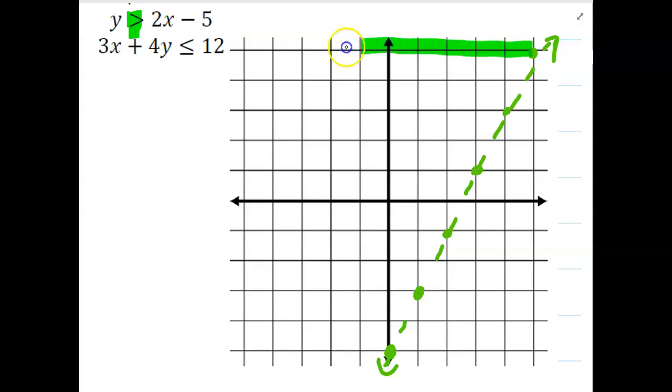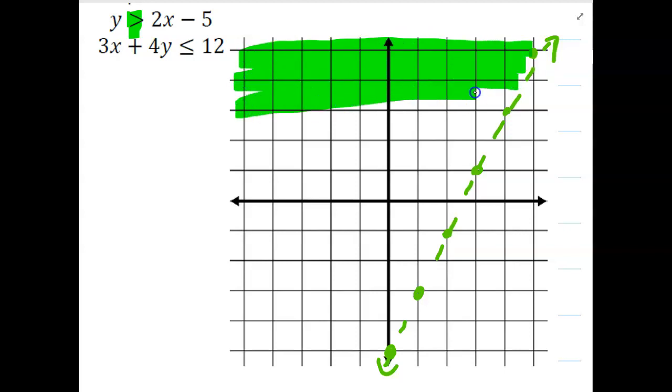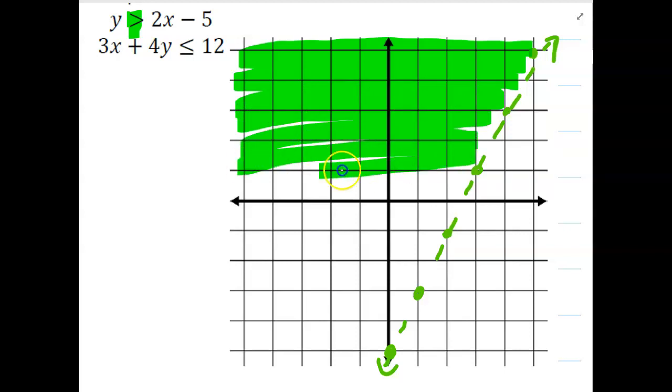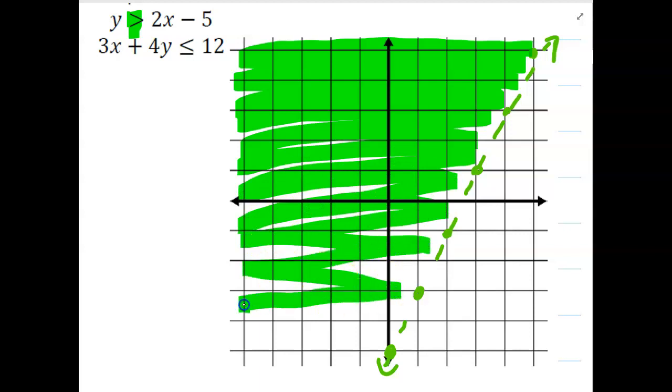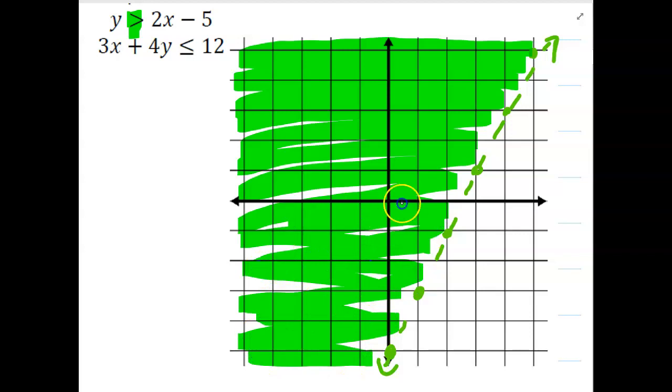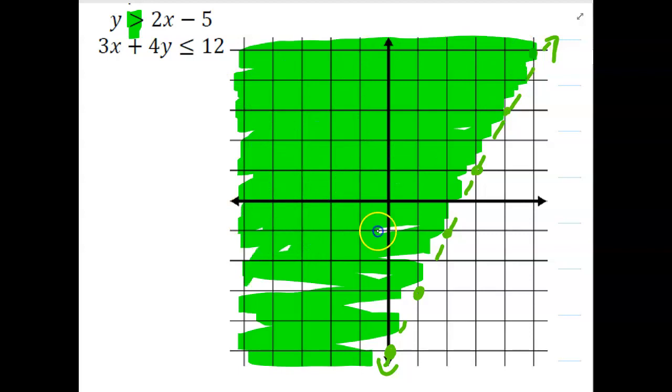Okay, now, like I just mentioned, we want to try to do a really good job of making sure you shade everything above the line. Because if you don't shade it all, if you just kind of shade a little bit, you may miss the overlapping part. So we want to make sure we're shading all of that. All of these are solutions for that green inequality.